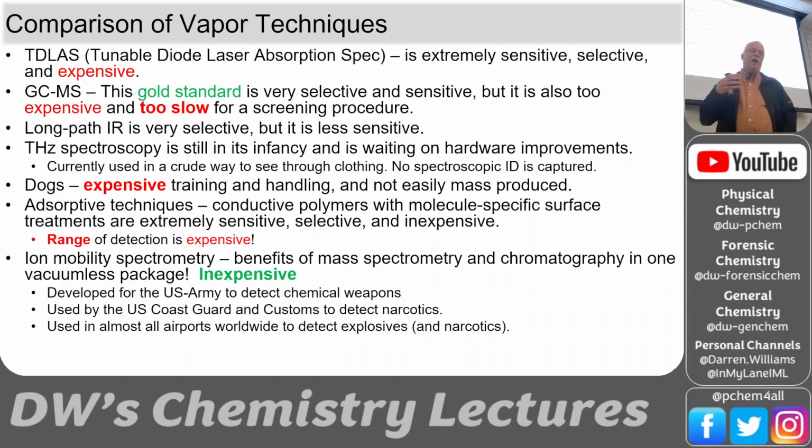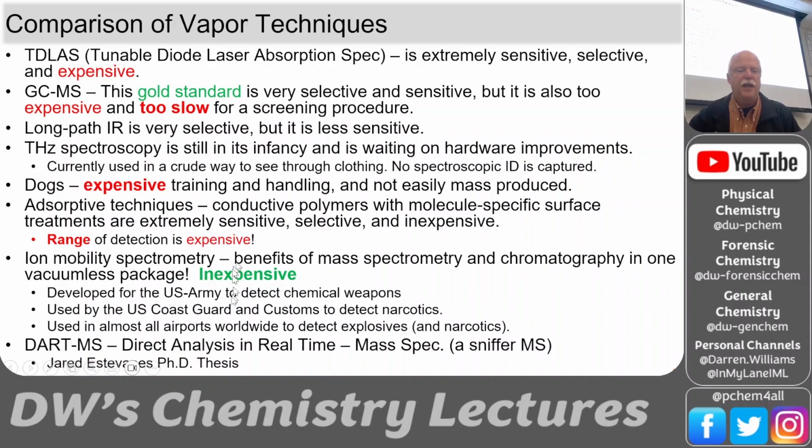And so ion mobility spectrometry, this is the one that we've gone with. It has the advantages of mass spec and chromatography in one package that doesn't have to operate at a vacuum. So it was designed for the U.S. Army to detect chemical weapons and used by the Coast Guard to detect narcotics. And it's used in the airports all over the place. And then in our own university, we have this direct analysis in real-time mass spec. So it's a sniffer mass spec. Instead of going through the GC to get to the mass spec, it just takes compounds directly in.